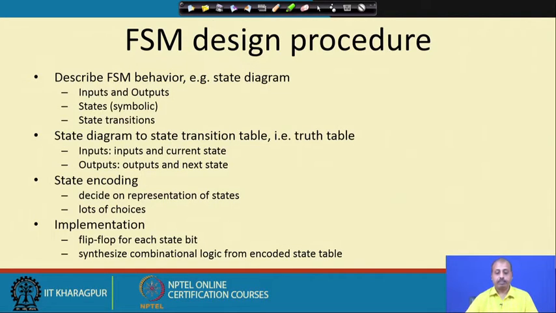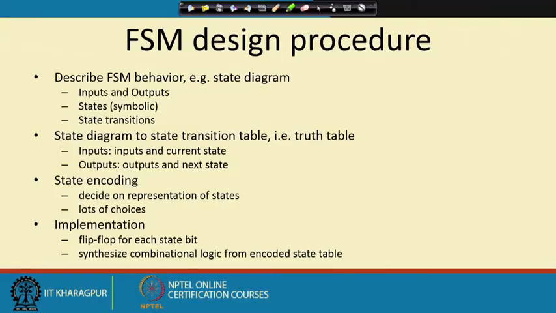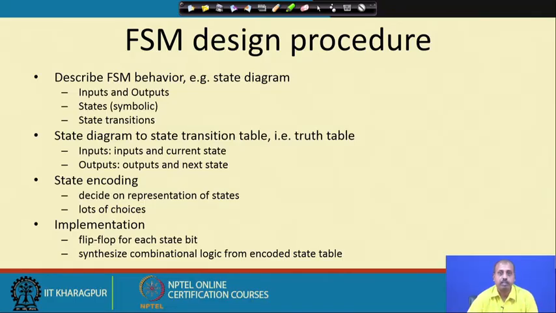Now, how do you design an FSM, finite state machine? The first thing that we have by this time is the description of the finite state machine behavior, which is done in terms of a state diagram. We can have some specification of a system in some English-like language, and then we convert that English language description into a finite state machine, which has some inputs and outputs. There will be some symbolic states and state transitions. We can check whether the finite state machine that we have drawn really reflects the behavior that was given as input, and that check can be manual or based on some formal method.